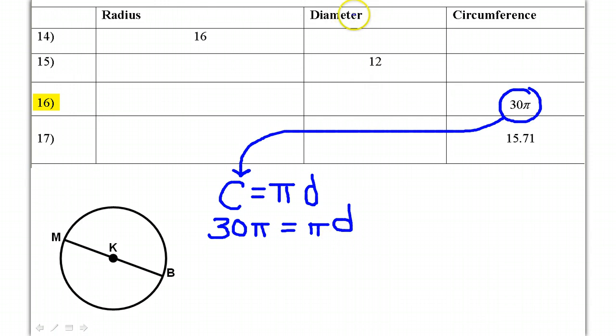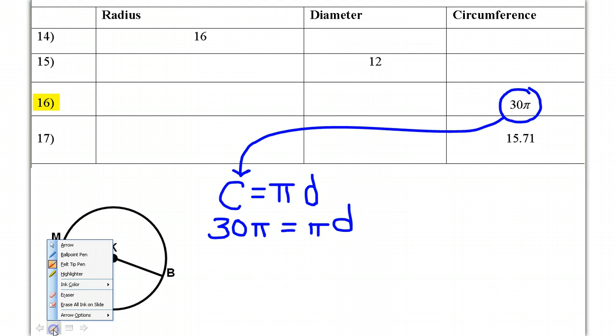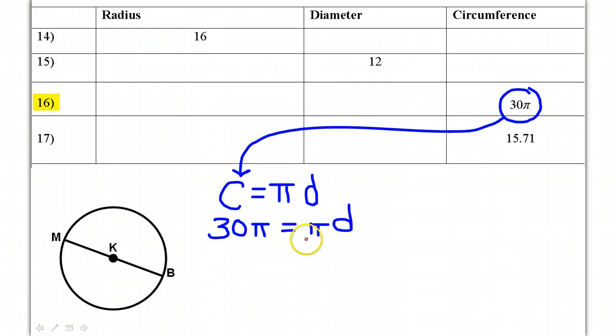Alright, I'm looking for the diameter, so I need to get d by itself. So how will I get d by itself? I'm going to divide by pi to get d by itself. So I need to divide by pi on both sides of the equation. On both sides of the equation, these pi's are simply going to cancel out. Pi divided by pi is 1. So on the right hand side, that's just going to leave d. On the left side, that's just going to leave 30. So that's the diameter. The diameter is 30.